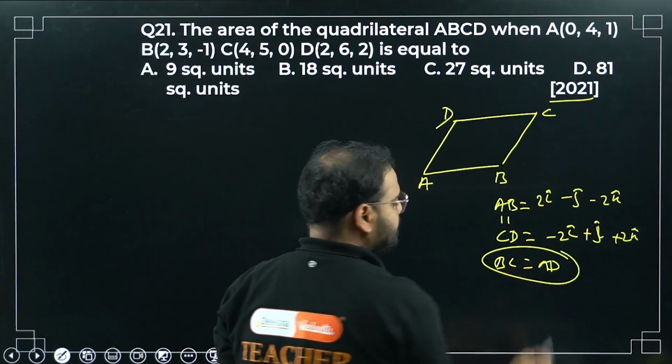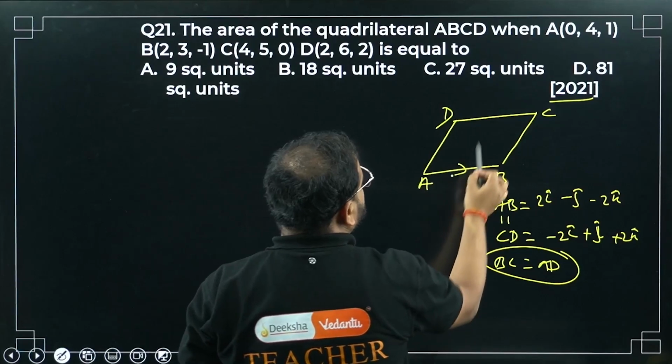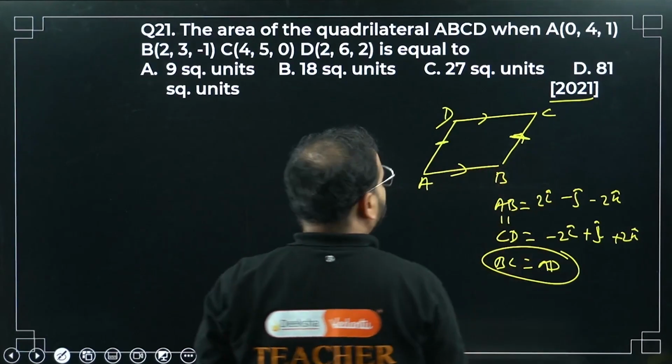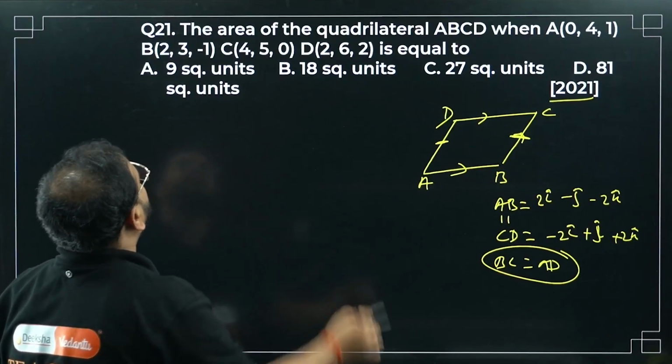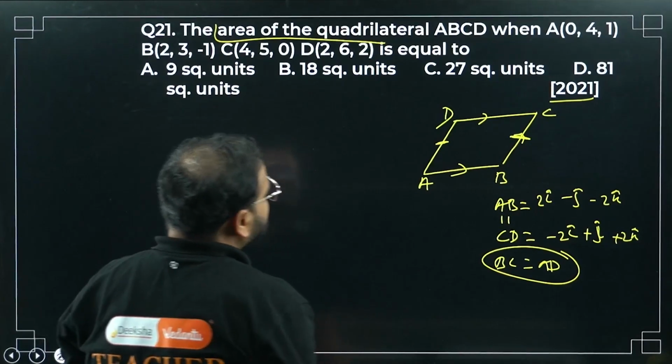Once you get that, it means what? It is a parallelogram, right? Opposite sides are parallel and equal. So it means it's going to be a parallelogram. Now we have been asked to find the area. Can you find diagonals? We can find it.